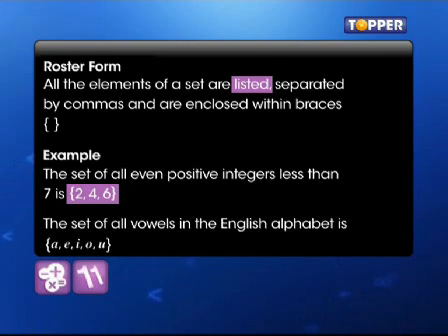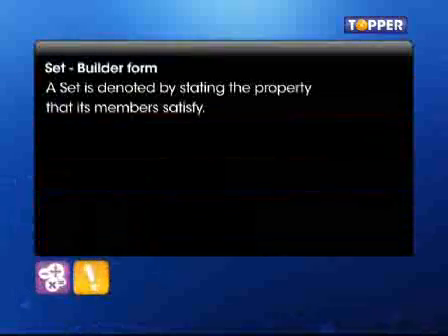Next, the set of all vowels in the English alphabet is given by {A, E, I, O, U} within curly braces, of course. Remember that in roster form, the order in which the elements are listed is immaterial. So good so far? Now let's consider the second representation, the set builder form.